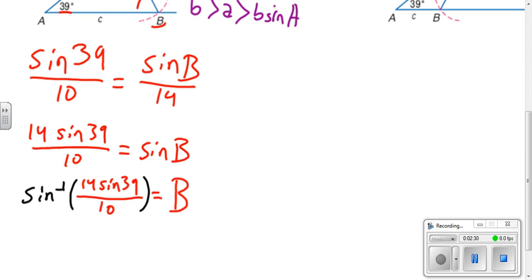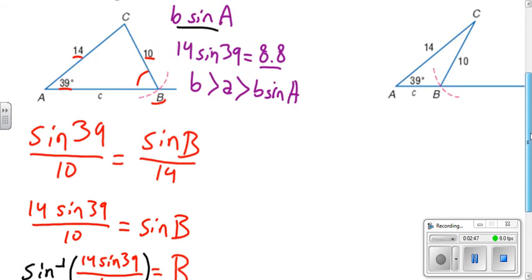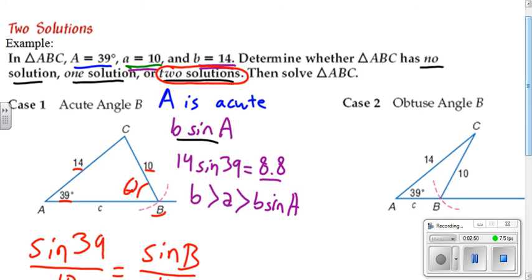So we would say that B equals the arc sine of 14 times sine 39 over 10, in which case, according to my calculator, that will round us out to about 62 degrees, which is helpful then. So we can plug it in here and say we have 62 degrees. Once we know that, all triangles have 180 degrees, minus the 62 degrees that is B, minus the 39 degrees that is A, which means we're left with 79 degrees as our C value, right there.